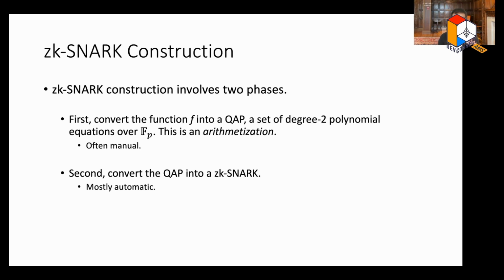At a high level, zk-SNARK construction involves two phases. The first phase is converting the function f into a QAP, which is a set of degree 2 polynomial equations over Fp. This is also sometimes called an arithmetization. This conversion process is often very manual. Second, this QAP is then converted into a zk-SNARK, and this process is mostly automatic.